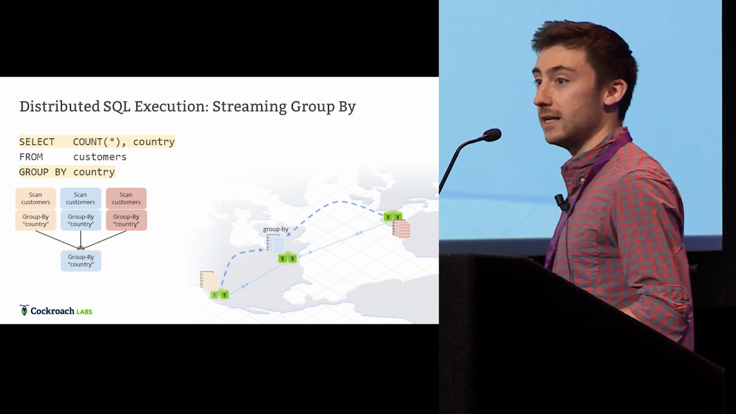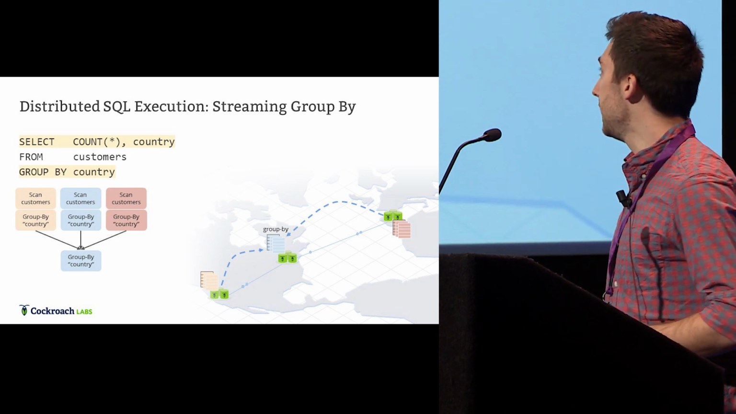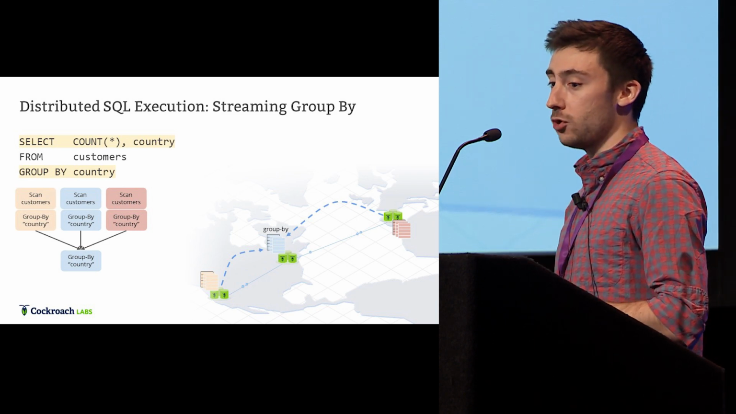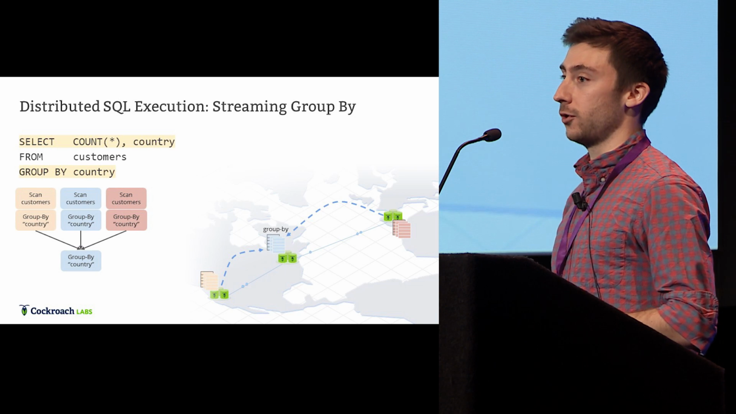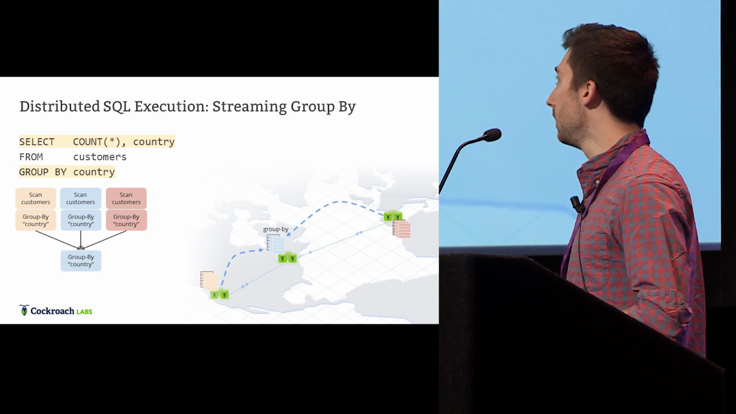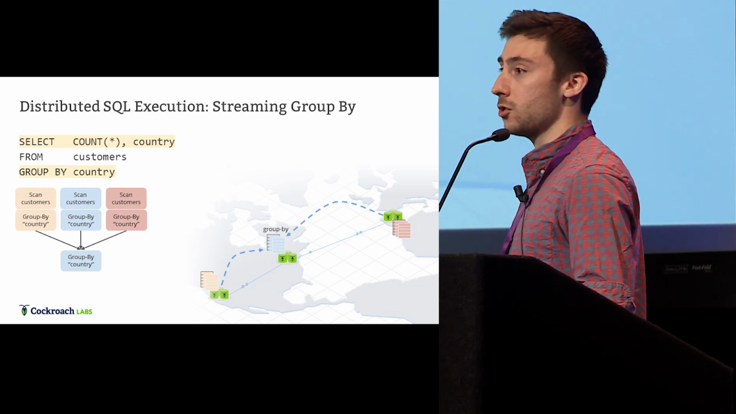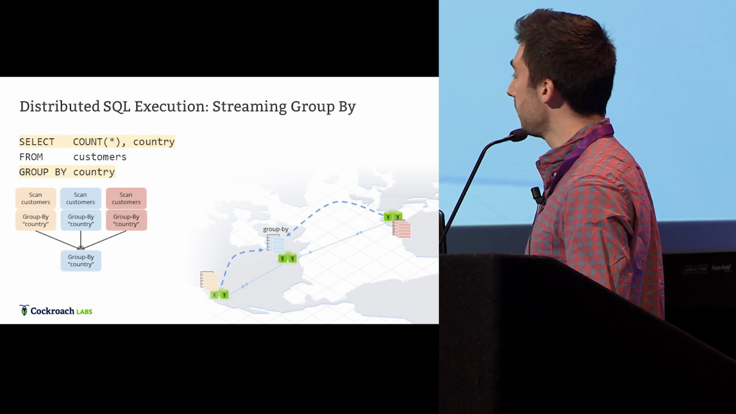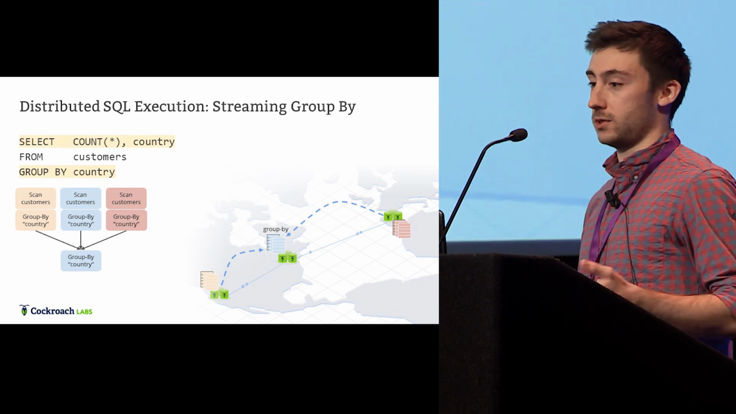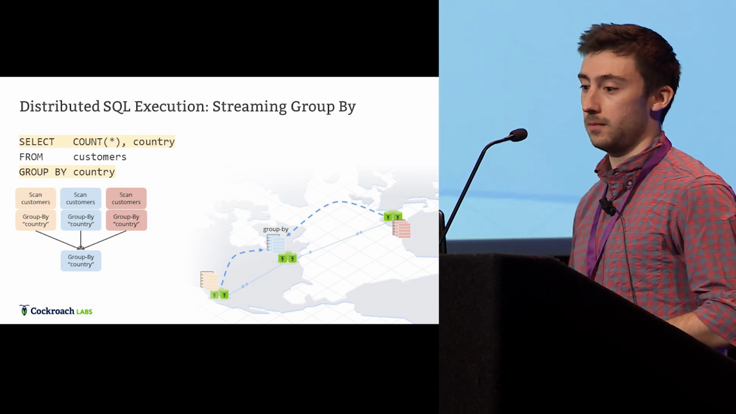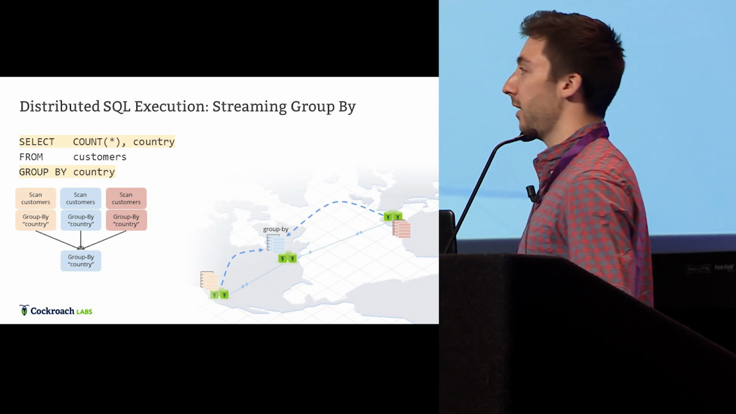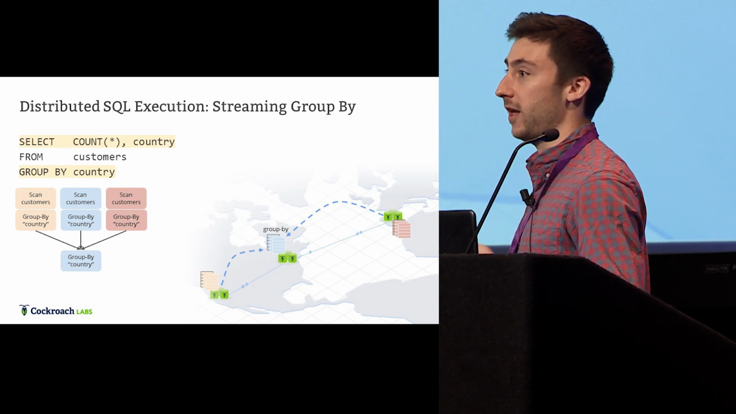Finally, the per data center group by operator output is fed back to a single final stage, and that's what's returned to the client. So this reduces network usage over these wide area network links, and also offers an opportunity for parallelism, which is beneficial even when you're running a system like Cockroach within a single data center.